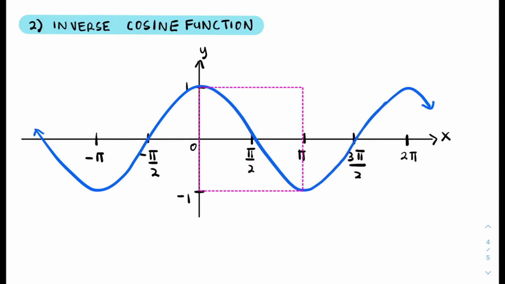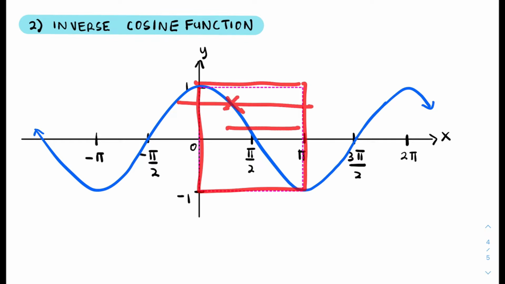If you watched the sine inverse function video, you should know that this one fails to be a one-to-one function. To have an inverse, it must be one-to-one, so you need to restrict a certain domain on your graph. For the cosine function, the domain that we restrict is between 0 to pi, where your horizontal line test intercepts at only one point.